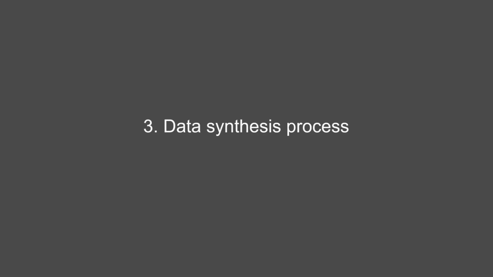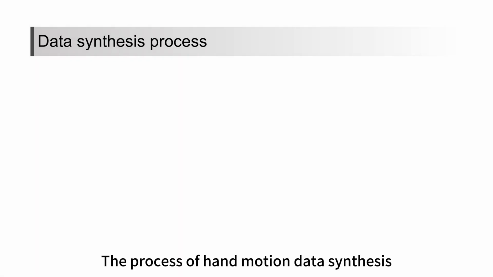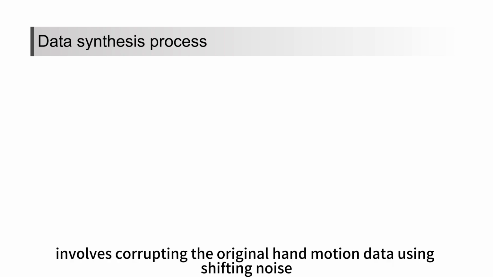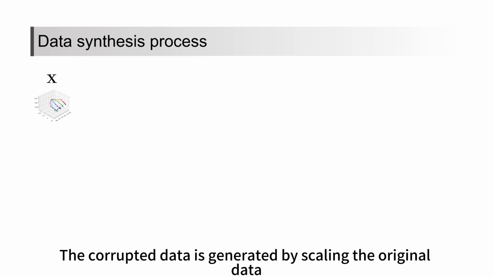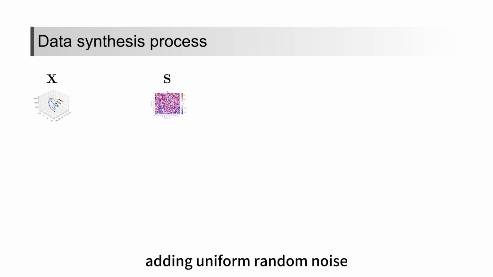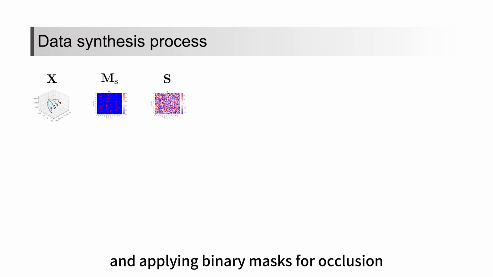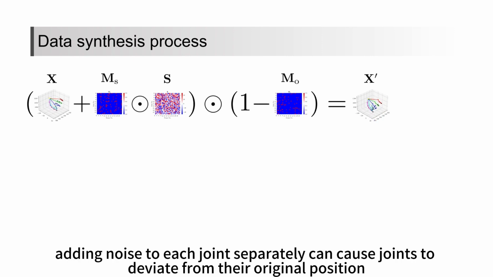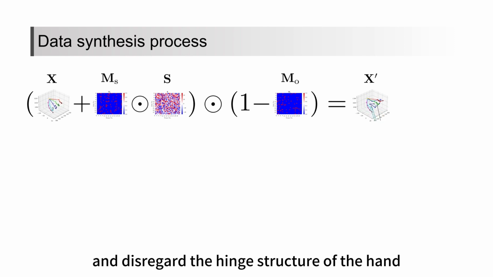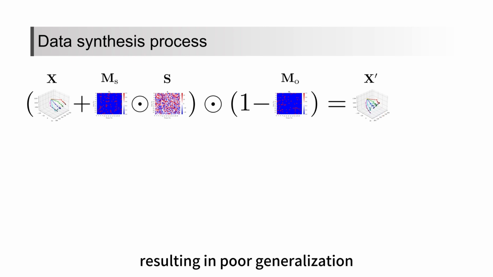Part 3, Data Synthesis Process. The process of hand motion data synthesis involves corrupting the original hand motion data using shifting noise, shifting mask, and occlusion mask. The corrupted data is generated by scaling the original data, adding uniform random noise, and applying binary masks for occlusion. However, adding noise to each joint separately can cause joints to deviate from their original position and disregard the hinge structure of the hand, resulting in poor generalization.